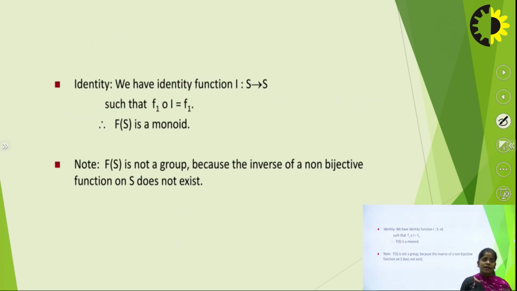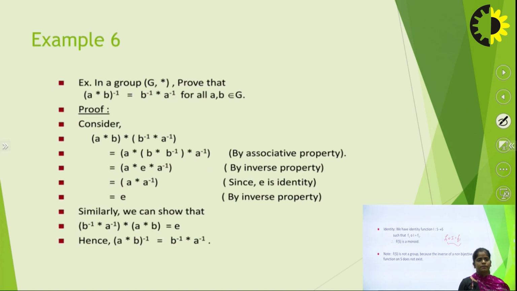Now come to the identity one, right? If I take the identity function which maps S to S, then if I take F1 o identity, it will always give F1. So Fs is a monoid but not a group, because the inverse of a non-bijective function doesn't exist.